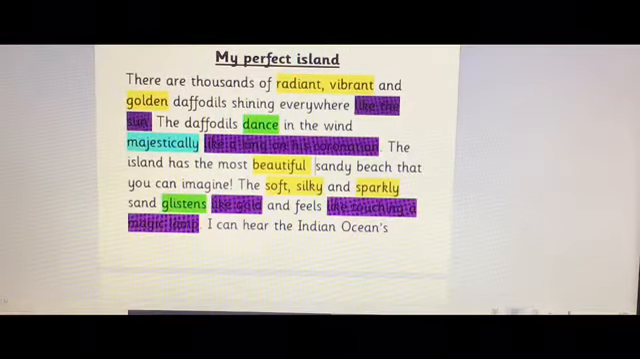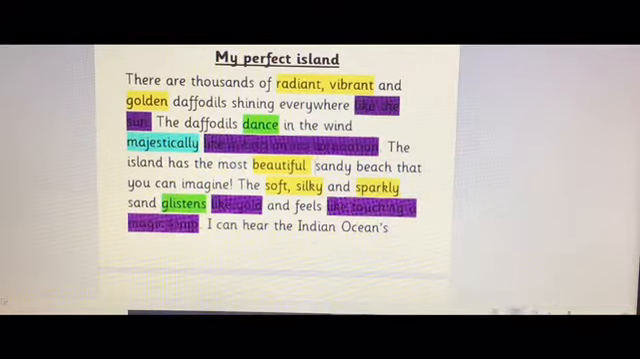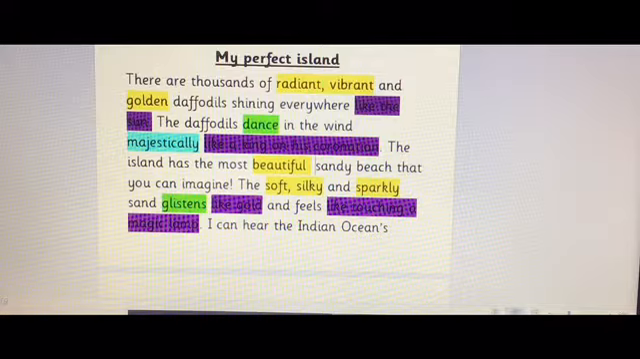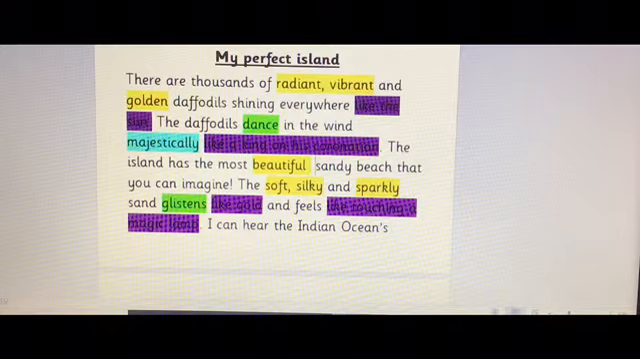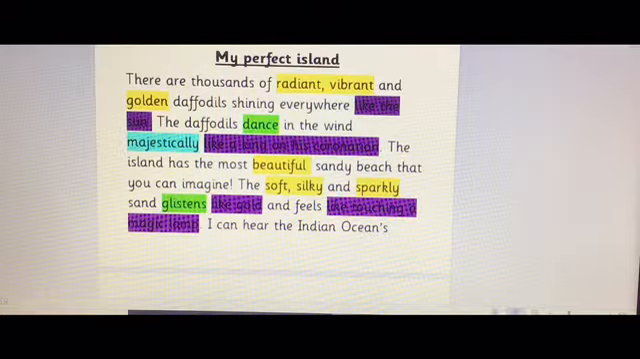Then next sentence, the daffodils dance in the wind majestically like a king on his coronation. So I've used a verb, dance, an adverb, majestically, and again, I've used a simile comparing the daffodils dancing to a king dancing on his coronation. The king's so happy to get his crown that he's dancing away and he's having a wonderful time.